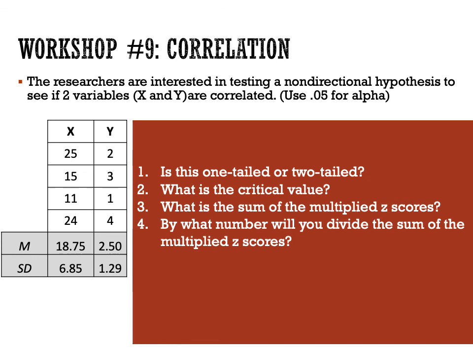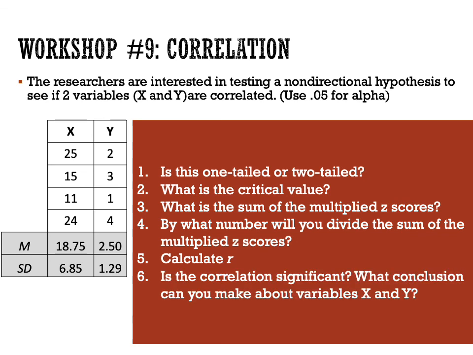And then the fourth question says, by what number will you divide the sum of multiplied z-scores? That's just asking you what's your denominator of that formula. So we know that our denominator is n minus 1. n equals 4. 4 minus 1 equals 3. So that's the answer to that question. So our denominator is 3. That's what we're going to divide the sum of multiplied z-scores by. And then we calculate r. So you'll go ahead and do that process.